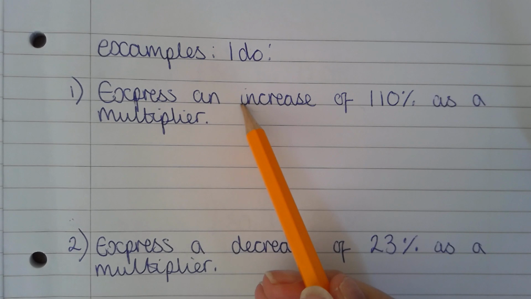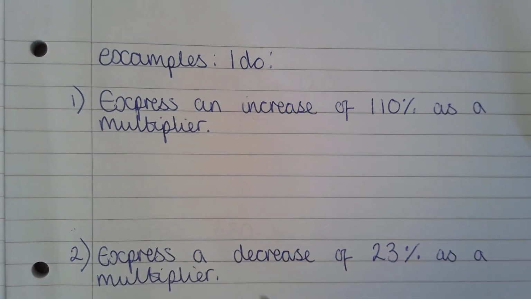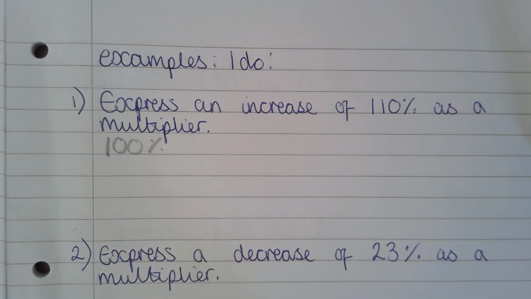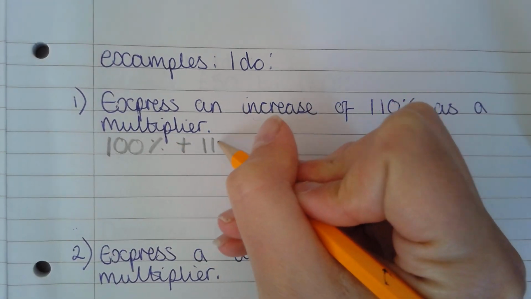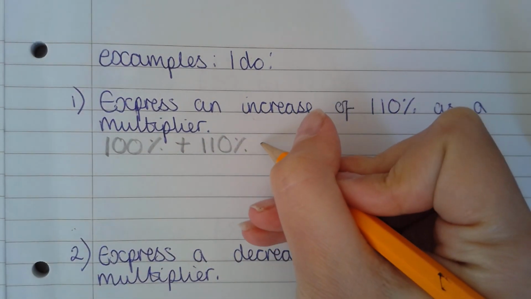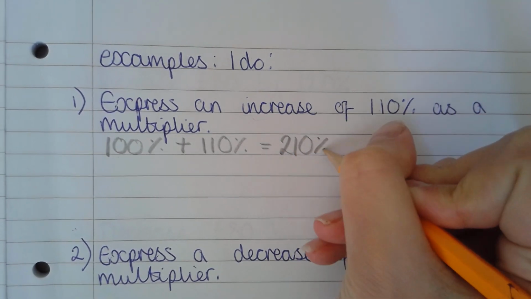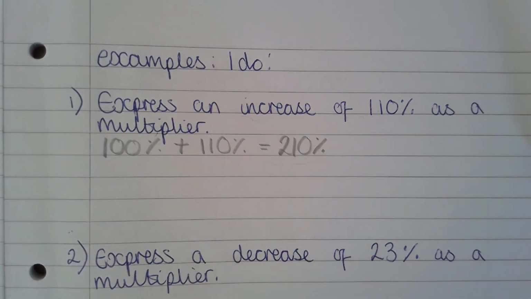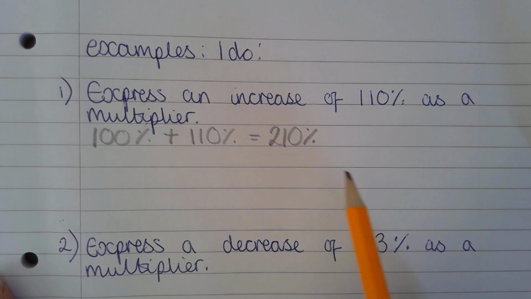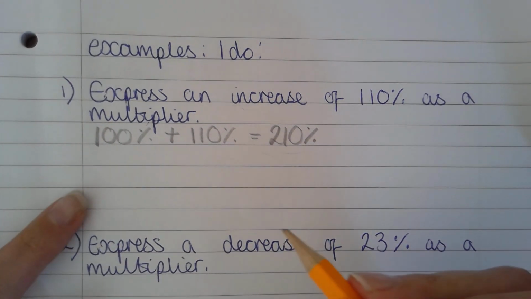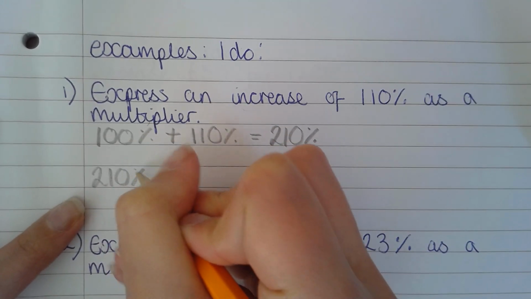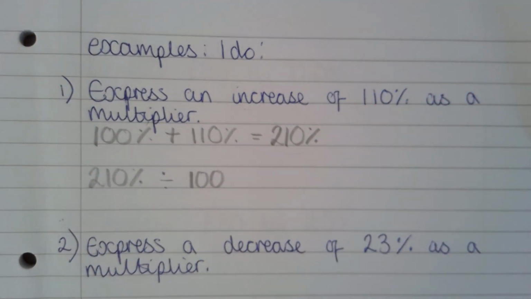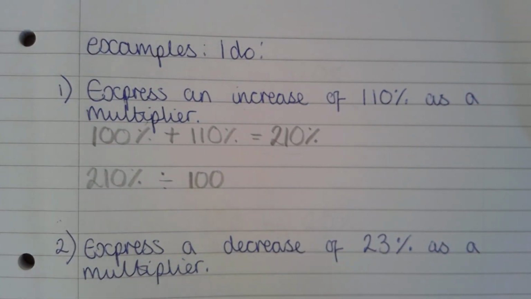So we've just learnt how to do an increase of 110%. So you've got 100% and we're increasing by 110%. So we're going to add on 110%, and that gives us 210%. To find a multiplier, we want to change this to a decimal. I don't know if you can remember, but we go from a percentage to a decimal by dividing by 100. So 210% divided by 100. Don't forget the decimal doesn't move, the numbers move.